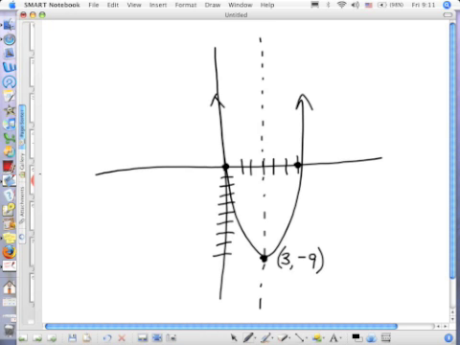Nick? How do you know where that dotted line is? Because the axis of symmetry is the center of the parabola. And if you know 2 points on either side, then you can find the center. The distance between 0 and 6 is 6 units. The center is halfway in the middle. What's half of 6? 3. So it's 3 units from here and 3 units from here. It's right there. Right smack dab in the middle.